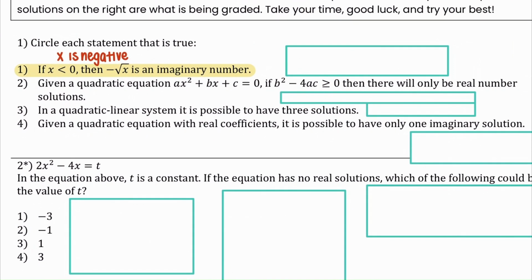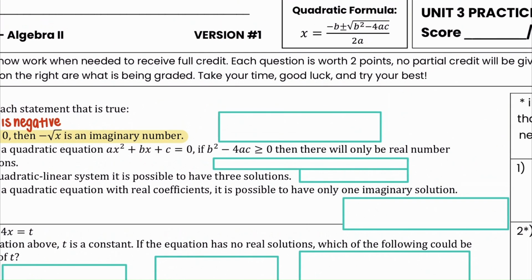Let's look at number 2. Number 2, given a quadratic equation, ax squared plus bx plus c equals 0, if b squared minus 4ac is greater than or equal to 0, then there will only be real number solutions. So let's see what that says. If we remember, this is our quadratic equation, and this portion right here, b squared minus 4ac, is actually the discriminant, or in other words, the radicand of the quadratic formula.